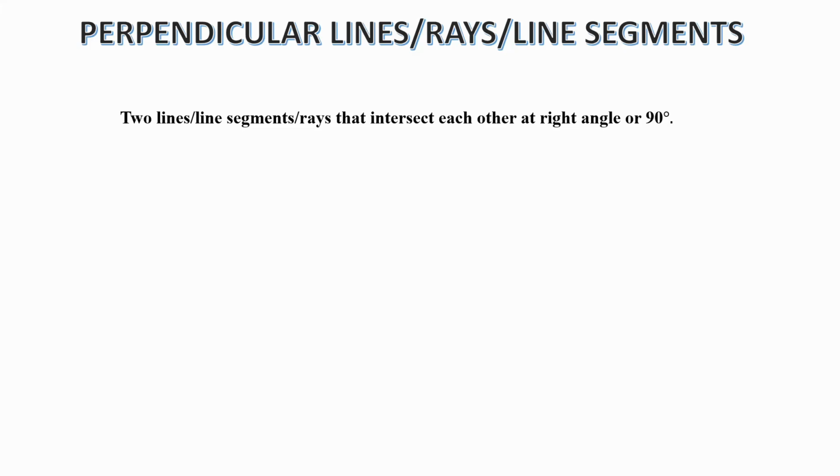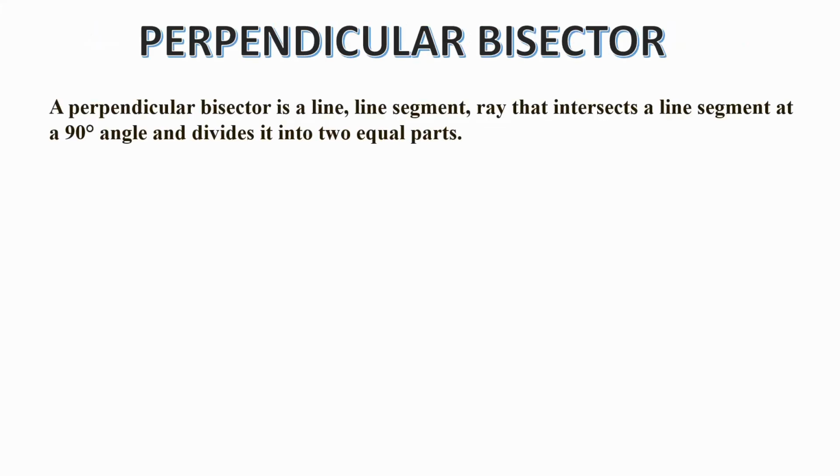Next we will see the perpendicular bisector. A perpendicular bisector is a line, or it can be a line segment or a ray, that intersects a line segment at 90 degrees, and as well it divides the line segment into two equal parts. Okay, so these are the definitions. Now I am going to show you this using the GeoGebra tool. So now I am going to open GeoGebra.